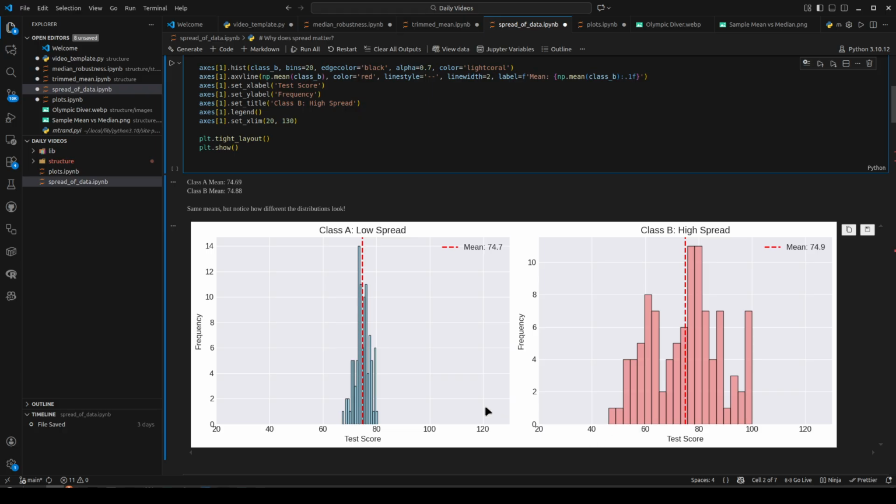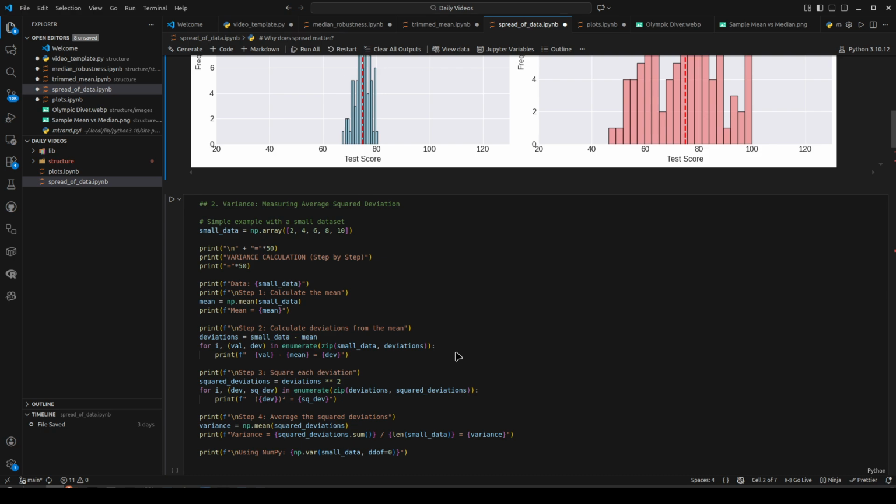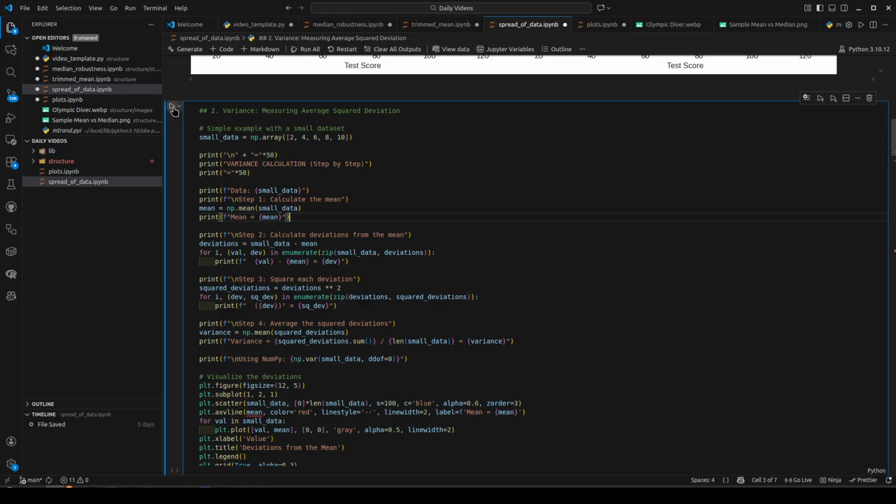So one very primitive measure of spread is to take the range. The range is simply looking at the minimum value and the maximum value, and then comparing how far apart they are. That tells you in a very simple manner how much spread there is to the data. The next one is the variance, which we love to use. It's very, very important. And I'll show you how we calculate that.